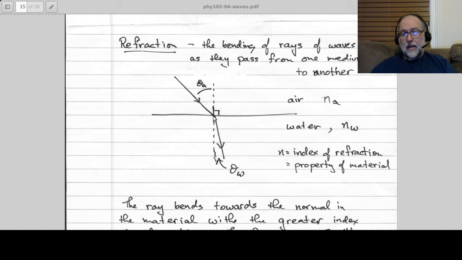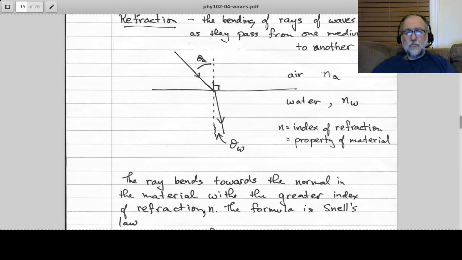And then it gets to that interface, and you'll notice it doesn't travel at the same angle. It actually bends, and it bends towards the normal. And now we have a new angle in there. This is the angle between the ray in the water and the normal, and we'll call that theta water, okay? And so there's one angle in the air, and then there's another angle in the water. They're like that, okay? There's another property known as the index of refraction, N.